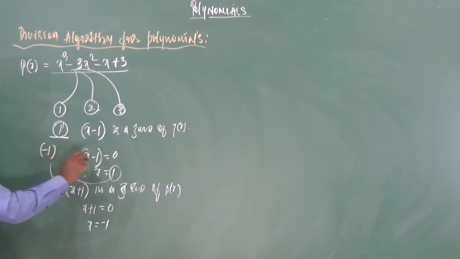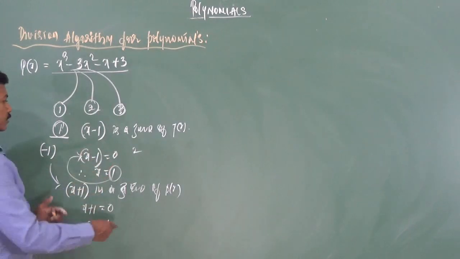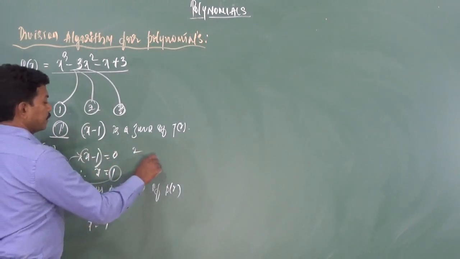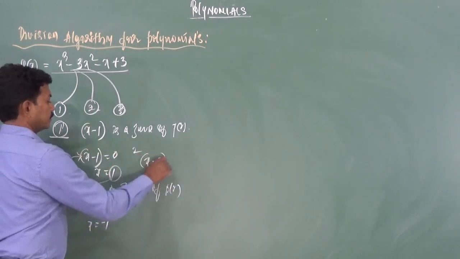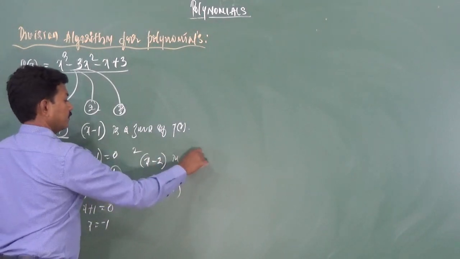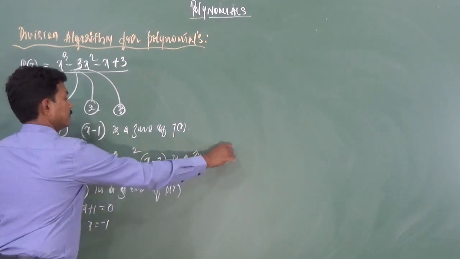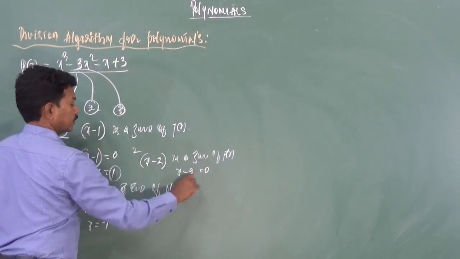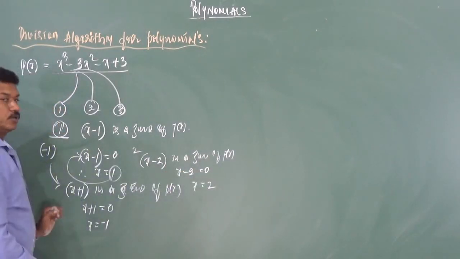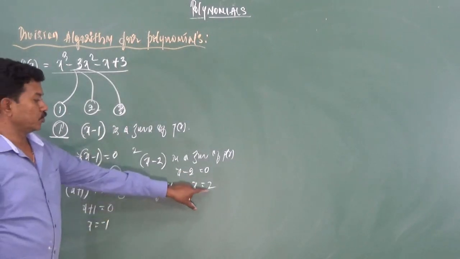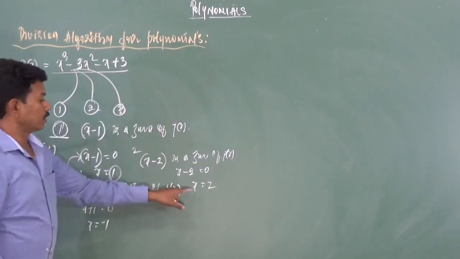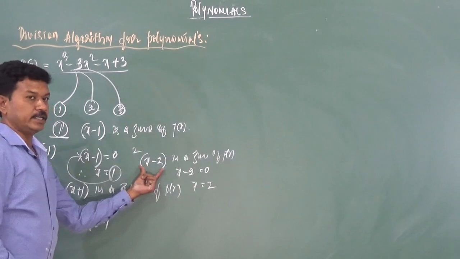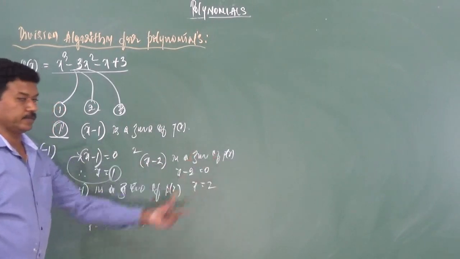If I tell you that 2 is a zero of this polynomial, for example, then you have to take it as x minus 2 is a zero of p of x, because if x minus 2 is equated to 0, then x becomes equal to 2. So this is how I will be telling you 2 is a zero of this polynomial. How does this 2 come? It comes out of here, that is, x minus 2 is a zero of p of x.